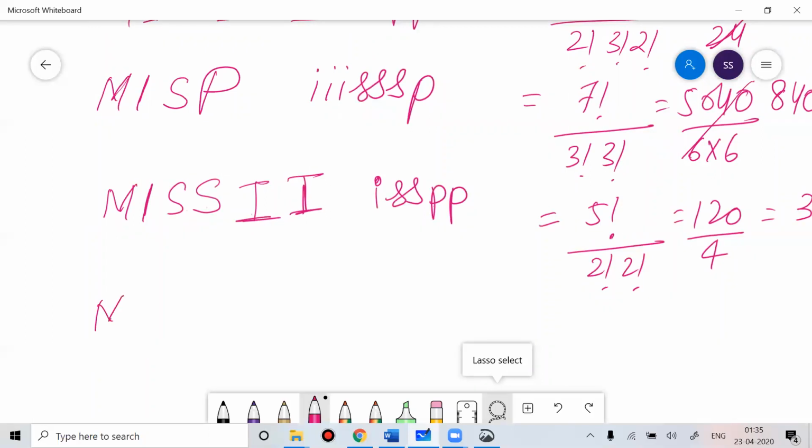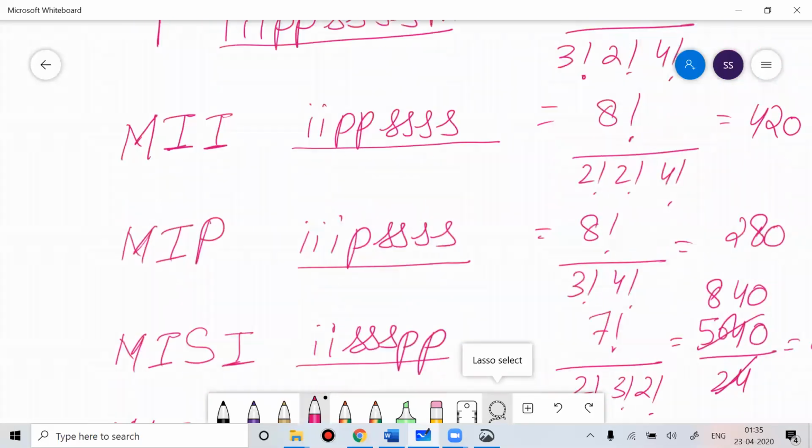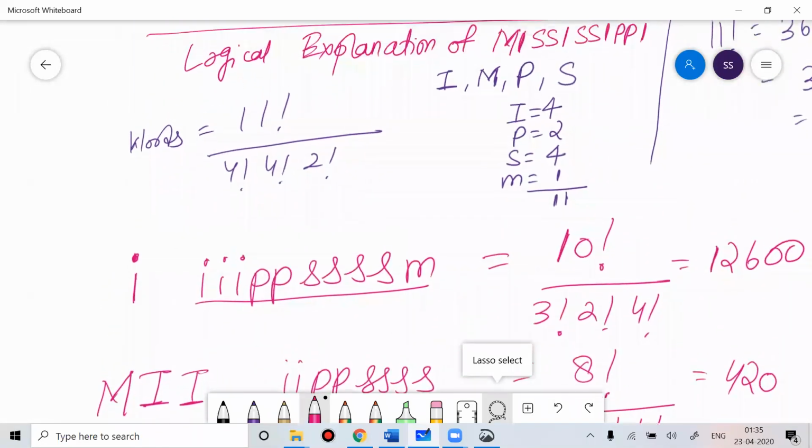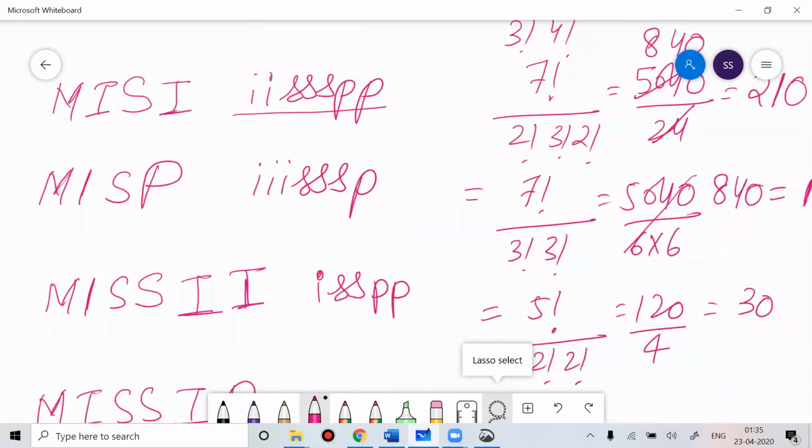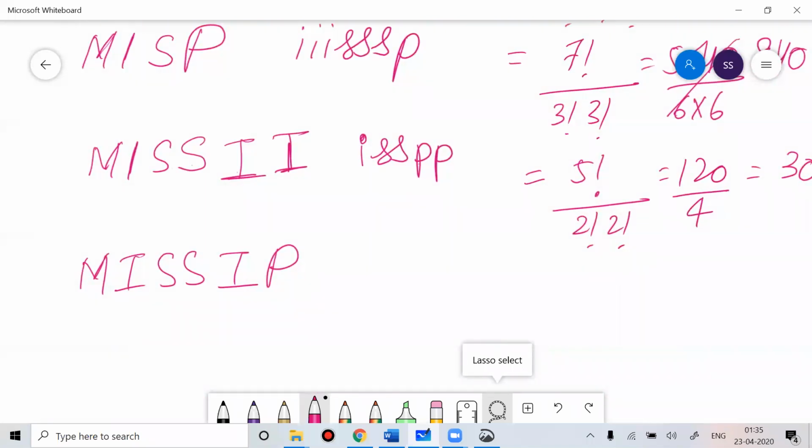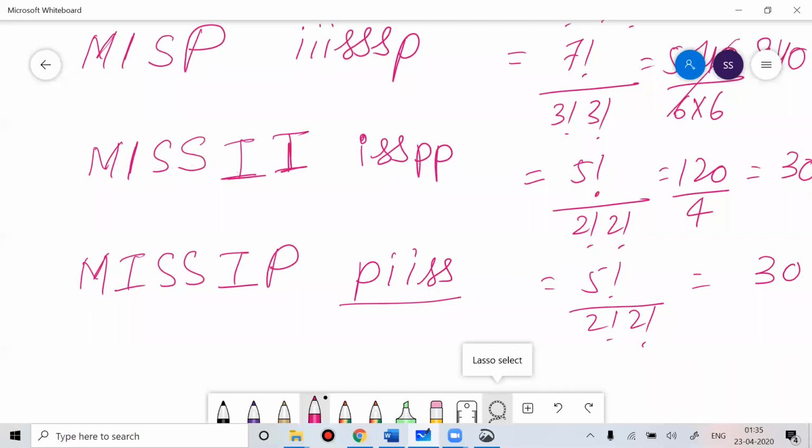Now you got MISSI, and after I, what will come? After I, P is going to come. After P, S will come. So with this, how many can you make? 1 P is there, 2 I's are there, 2 S's are there. Again 5, so this will be 5 factorial by 2 factorial, 2 factorial. Again that would be 30.